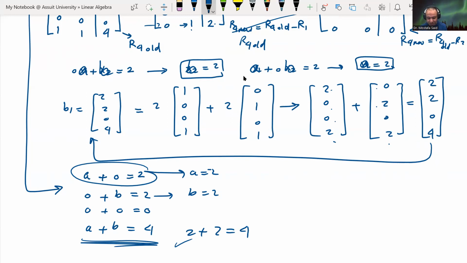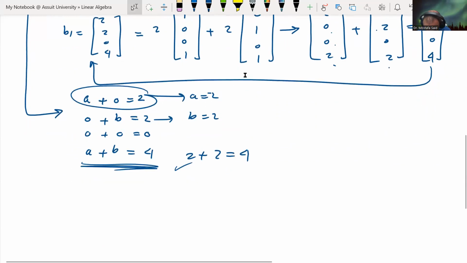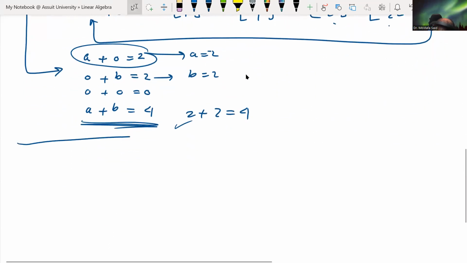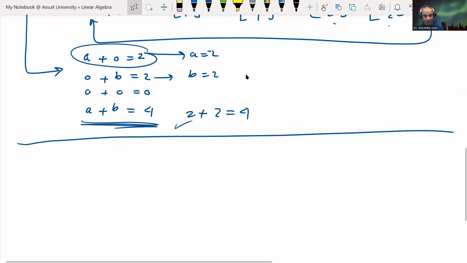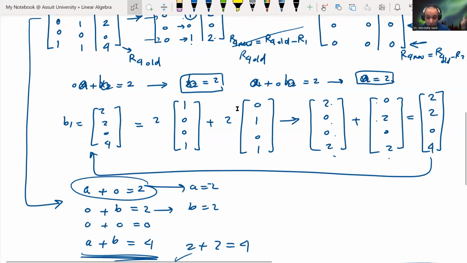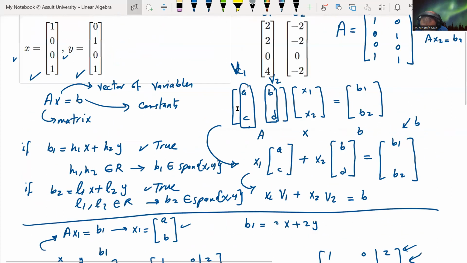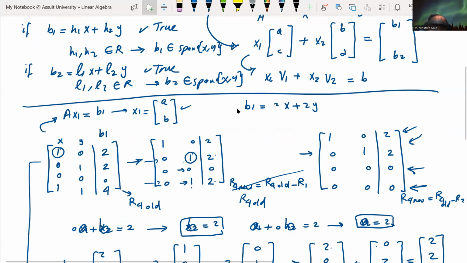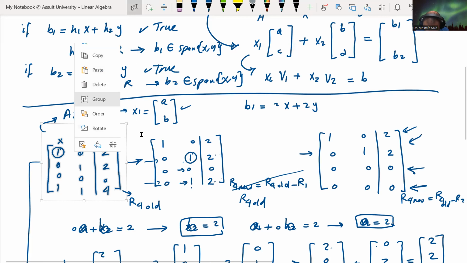So once you put that in one step, you know that B1 spans the subspace made by X and Y. Now let's do the same for B2. It looks like the B2 vector will be our rogue vector here, one that doesn't belong to that span. So let's copy and paste the system here, and we're going to do the same, but for B2 this time, not B1.